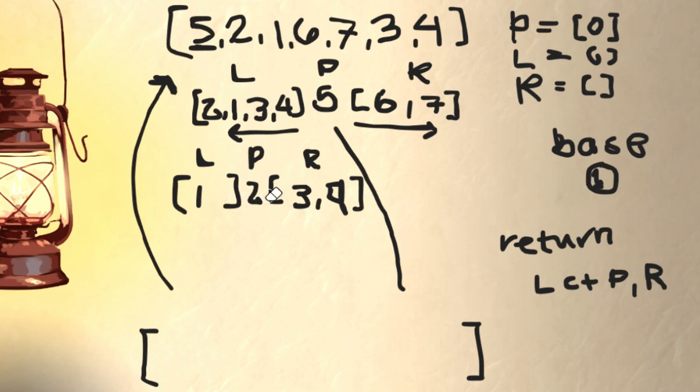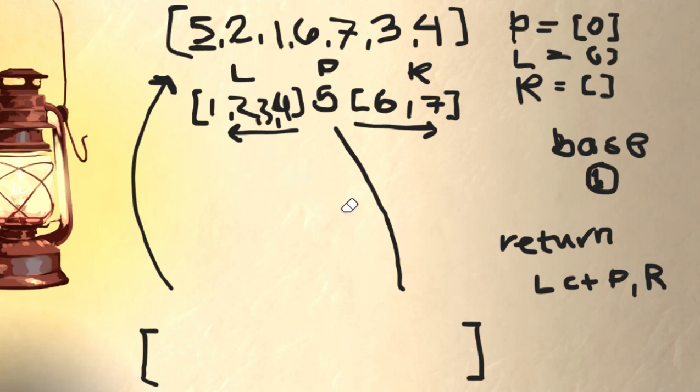Okay, so next is this one. We pass them on as well. Left is 1, pivot is 2, and right is 3 and 4. So we rewrite it into 1, then 2, then 3, 4. Okay, nothing else. Then after that, this one as a whole is what we combine.